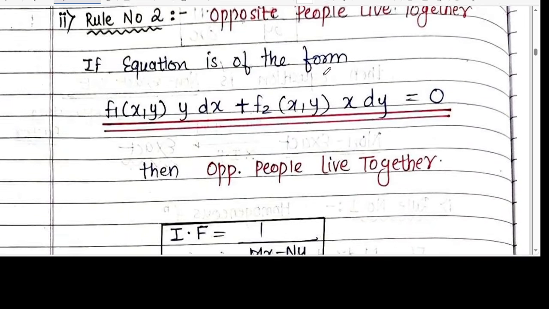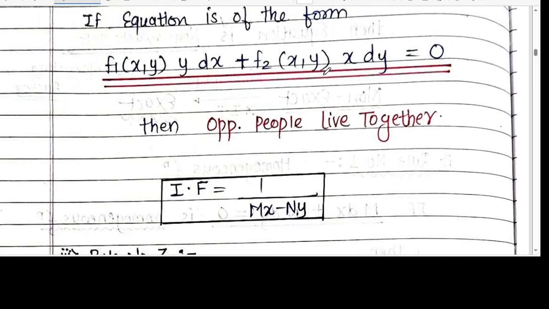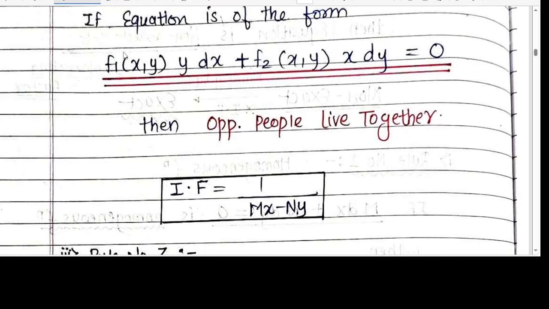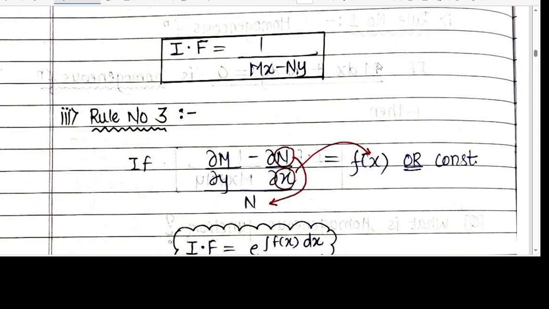Rule number 2. Here in rule number 2, the first function f1(xy) into y dx plus f2(xy) into x dy equal to 0. Remember, they are the opposite variables: y with dx and x with dy. If the given differential equation is of this type, then the integrating factor is 1 upon Mx minus Ny. This is the integrating factor.